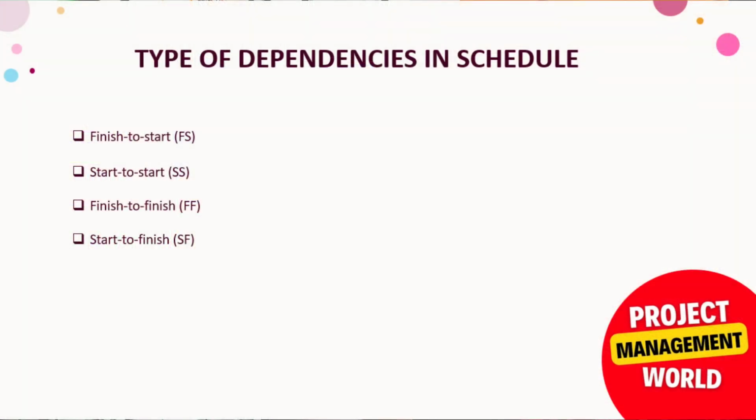On the screen we have four dependencies that we use in the schedule, whether you are using MS Project or Primavera P6. First one is finish to start, which is called FS. Second is start to start, which is called SS. Third is finish to finish, which is FF, and the last one is start to finish, which is SF. These are the four relationships that we use while creating a schedule. Mostly used relationships are the first and second, finish to start and start to start. Now we will discuss in detail how they are used, examples of these relationships, and when they are used.